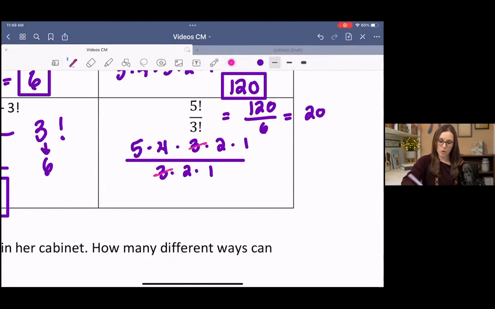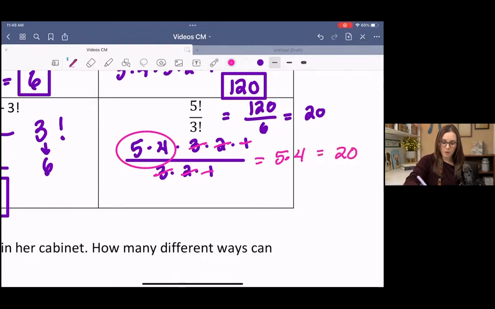3 divided by 3 is 1. 2 divided by 2 is 1. 1 divided by 1 is 1. And we're just left with 5 times 4, which is 20. So in either case, you're going to get the same answer. It doesn't matter which way you approach that. I just wanted to show this because it's going to come in handy later.